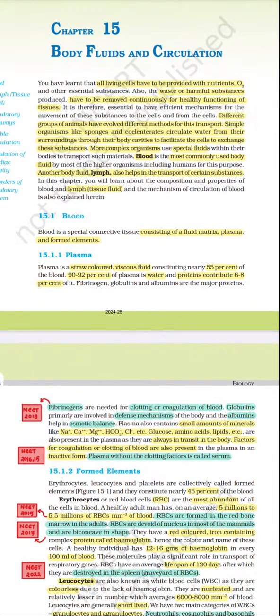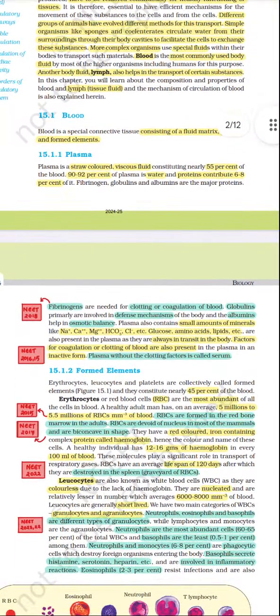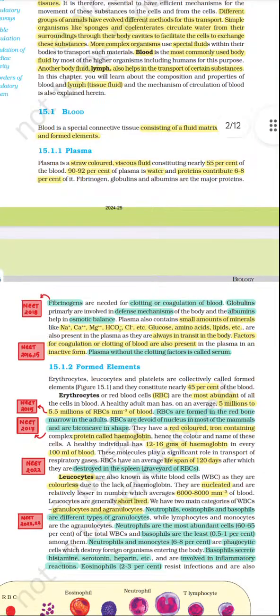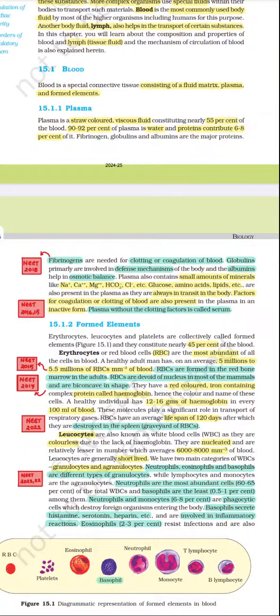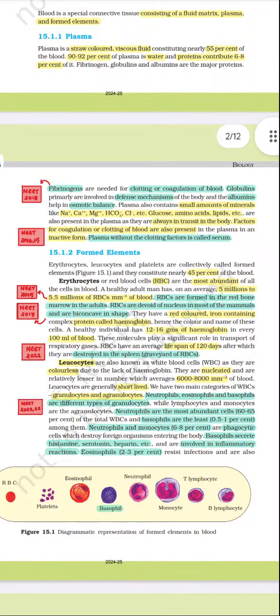Blood is a special connective tissue consisting of a fluid matrix, plasma, and formed elements. Plasma क्या है? Plasma is a straw colored viscous fluid constituting nearly 55 percent of the blood. 90 to 92 percent of the plasma is water, and proteins contribute 6 to 8 percent. Fibrinogen, globulin, and albumin are the major proteins. Fibrinogens are needed for clotting or coagulation of blood.